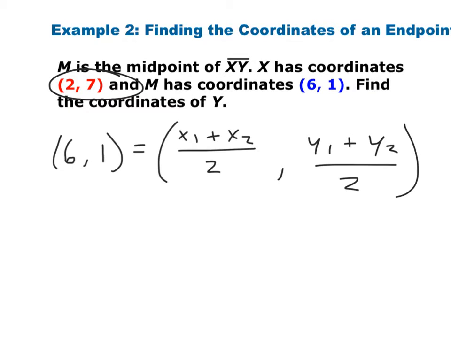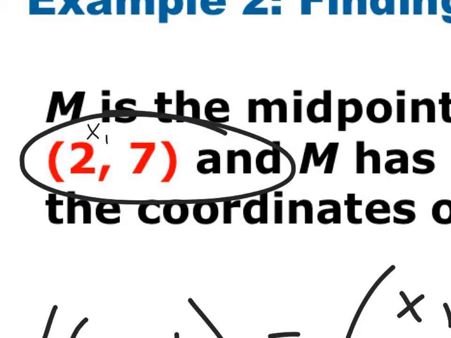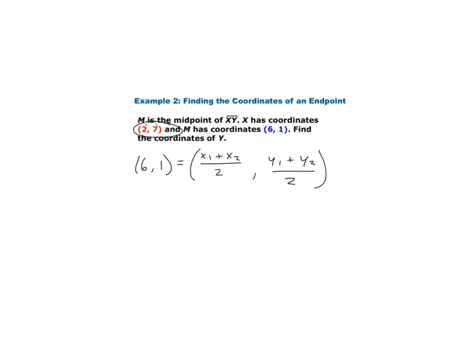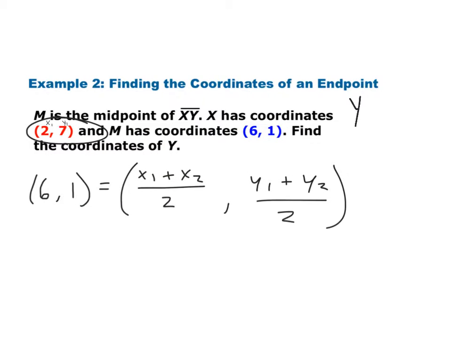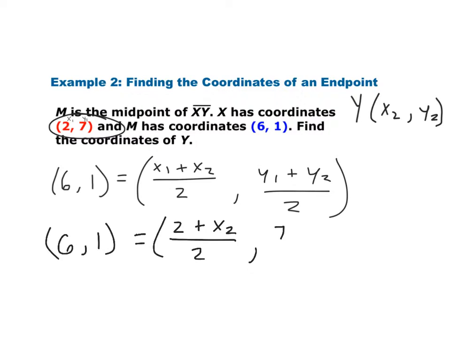So this is our first point. We can say that 2 is x1 and 7 is y1. And now we can say that Y has the points x2 and y2. So 6, 1 is equal to, what's x1? 2 plus, we don't know what x2 is, so we just leave that as x2 over 2. What's y1? 7 plus y2, because we don't know what that is yet, over 2.